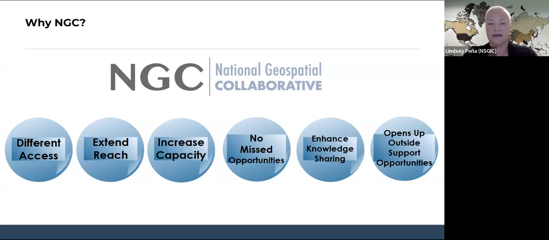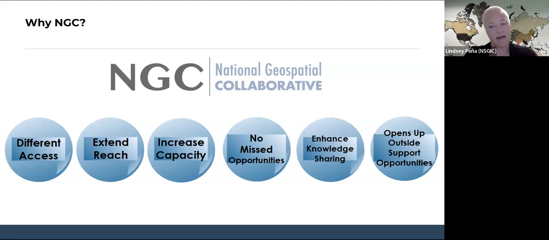A next bonus is to enhance knowledge sharing. So obviously with having two different entities, there could be different partnerships, different relationships. And the more you are enhancing individuals and input, the more it's just going to benefit the larger geospatial ecosystem.